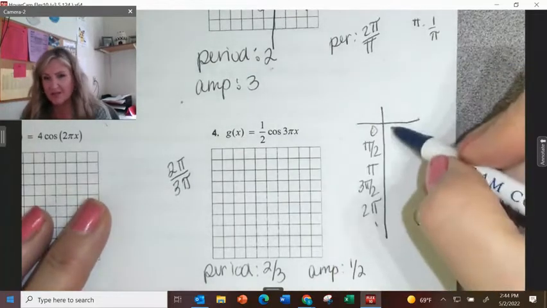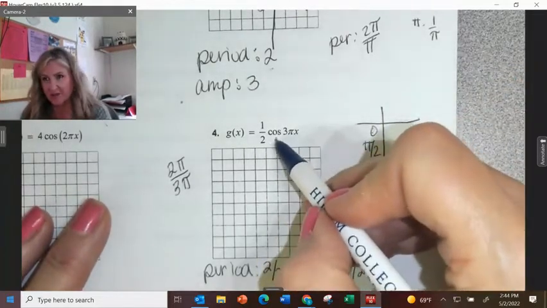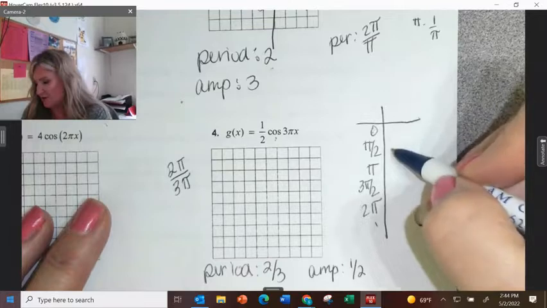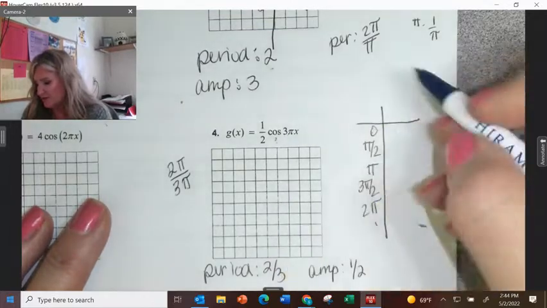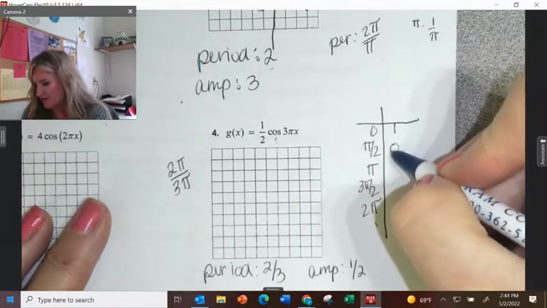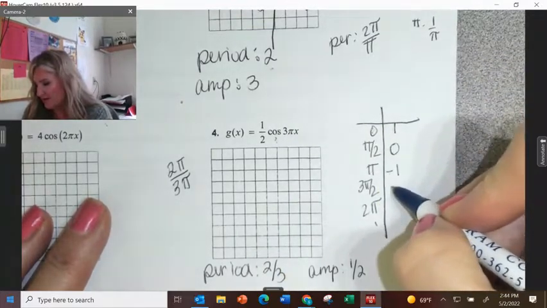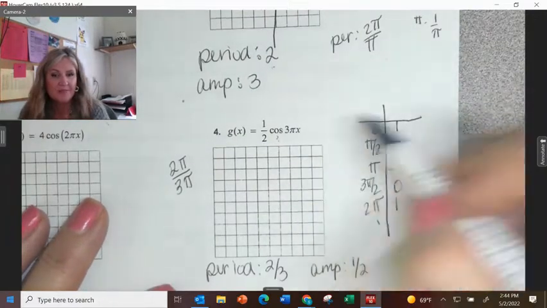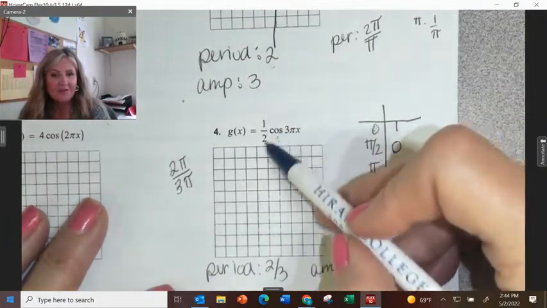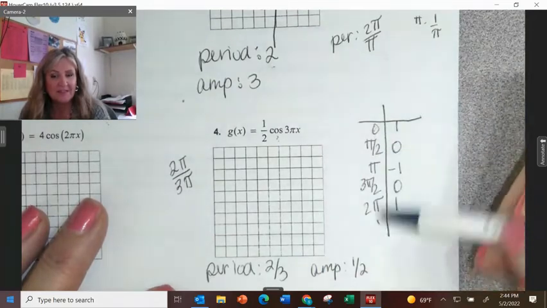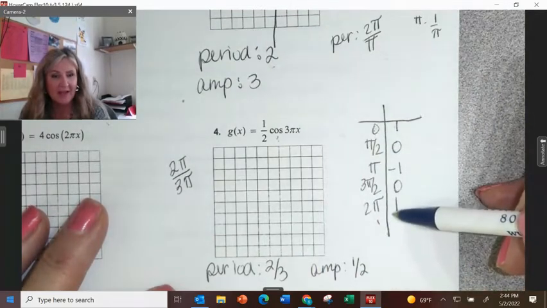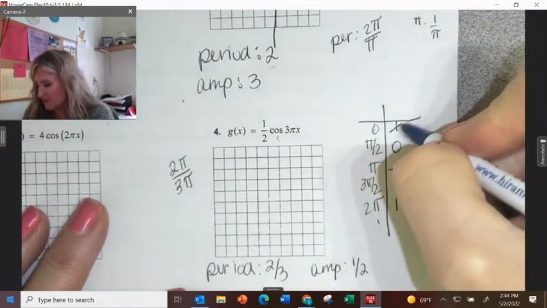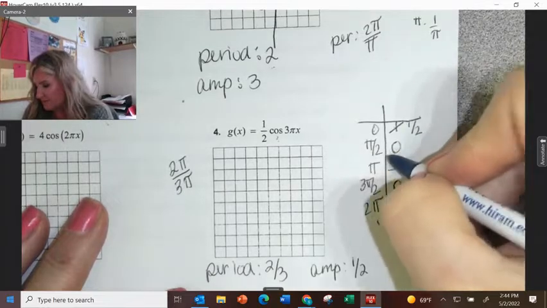All right, so normally we go 0, pi over 2, pi, 3 pi over 2, 2 pi. What are the cosine values normally? Look here, cosine, does it go 0, 1 or 1, 0? Goes 1, 0, -1, 0, 1. What does the 1/2 do? Do I multiply the x's by a half or the y's by a half? The y's get multiplied by 1/2.